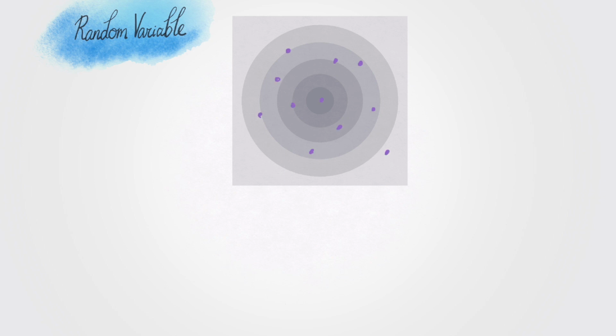Now for any one of these shots you might be interested in some of its attributes. For example, let's look at this shot for a moment. You might be interested in its distance from the center, maybe you're interested in how many points it's worth, or perhaps you're interested in something else like its x-coordinate. All of these are numerical values that you can assign to each of these points. Now in order to demonstrate this, let's actually add on an axis.